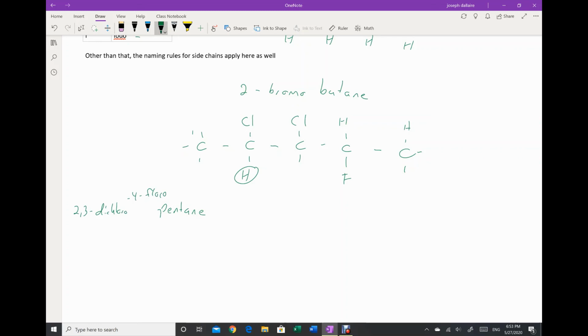So you can see it's following the same rules. The fluoro comes after the chloro because F comes after C. And other than that, it's following the same basic side chain rules for naming, and that's indicating that a halogen has taken the place of one of the regular hydrogens in the normal carbon chain.